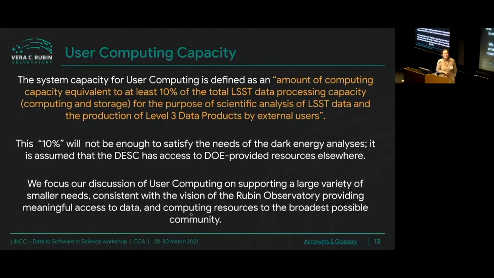How much capacity is available for user computing is something that's been asked a lot. We have defined, and many of you have probably heard this already, the capacity for user computing as at least 10% of the total LSST data processing capacity. This is for computing and storage, to be set aside for Level 3, or what's called user-generated production. Now, we know that this 10% will not be enough to satisfy the needs of the Dark Energy Science Collaboration. And we also assume that DESC will have resources provided elsewhere, typically NERSC, and we will work with NERSC to ensure that the resources for DESC at NERSC can access the data sets.